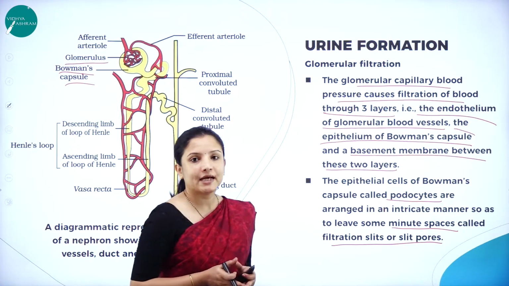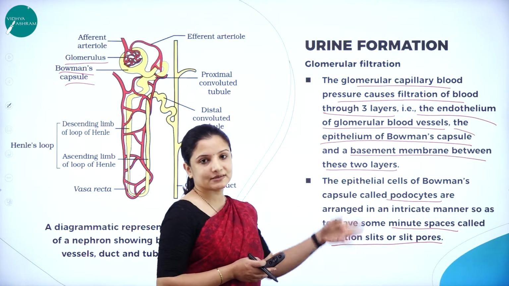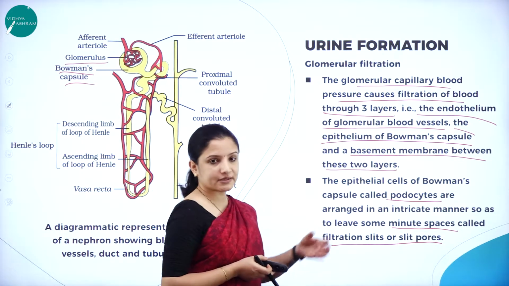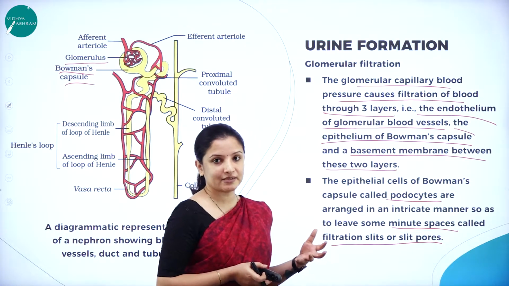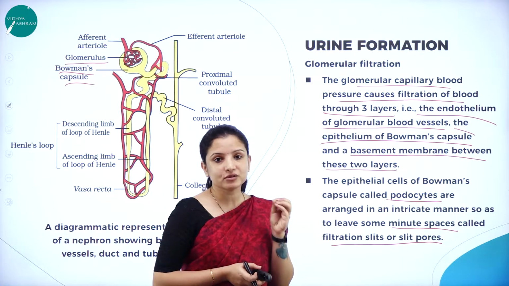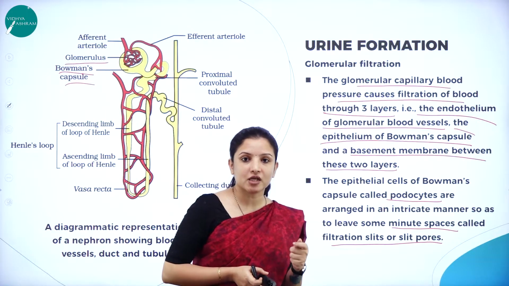So why exactly does the membrane participate in the filtration? It is because the epithelial cells, that is, the epithelium membrane of the Bowman's capsule, are arranged in such a way that there are minute spaces between the cells. It is through these minute spaces that the filtration occurs.